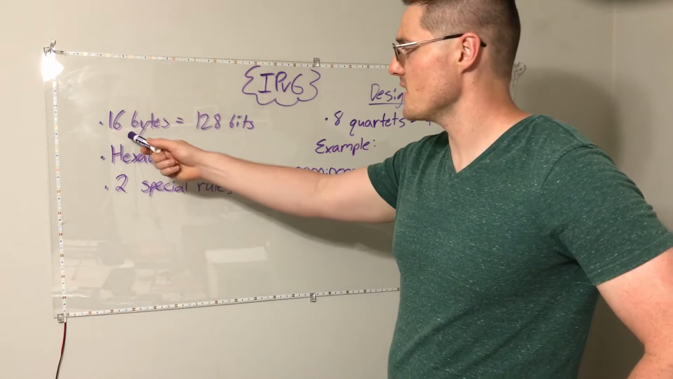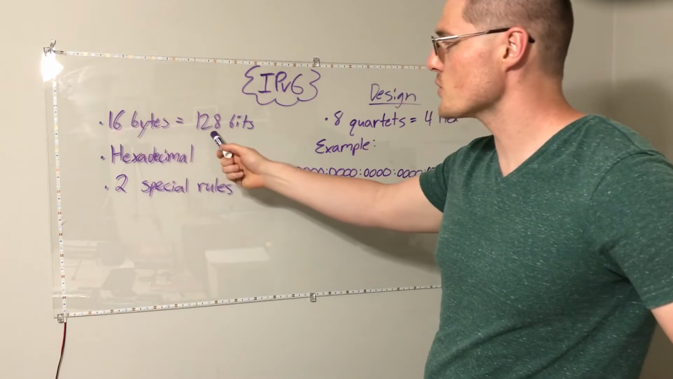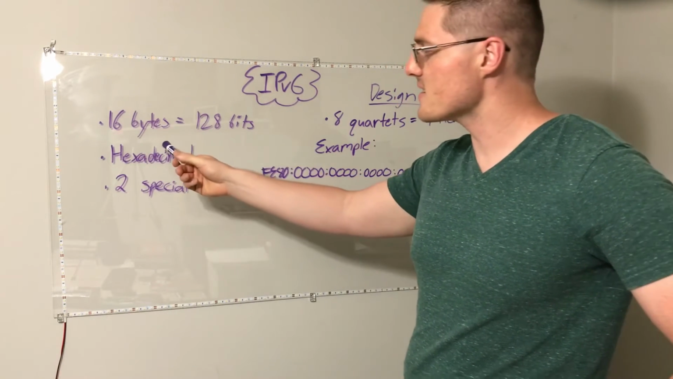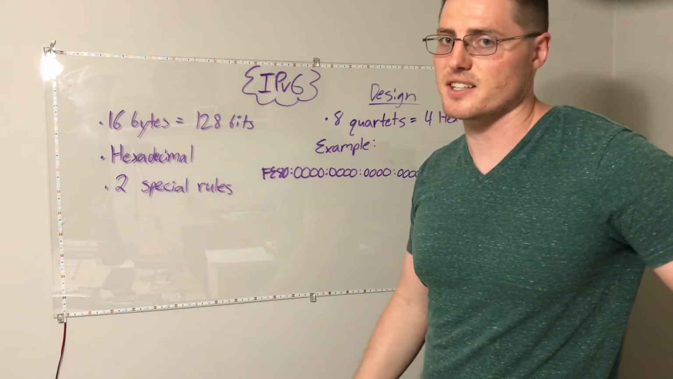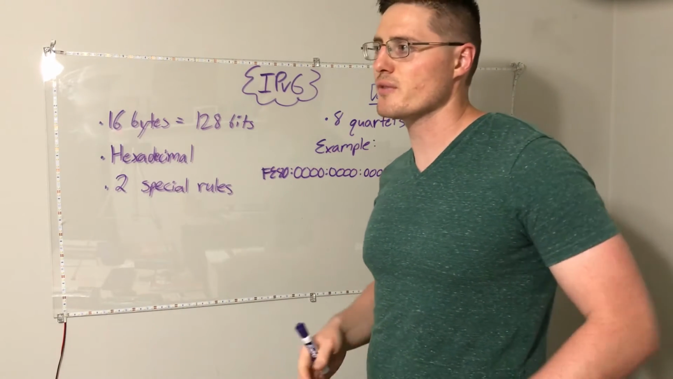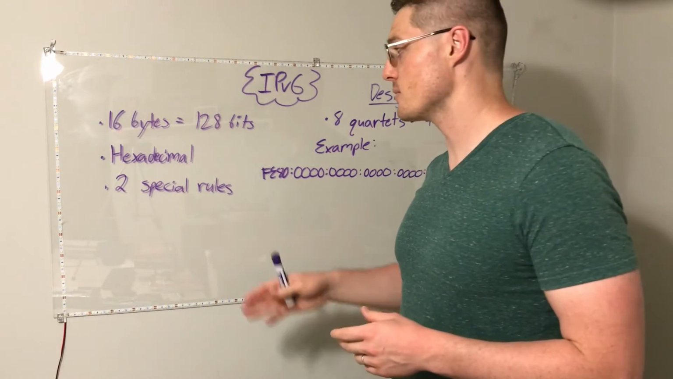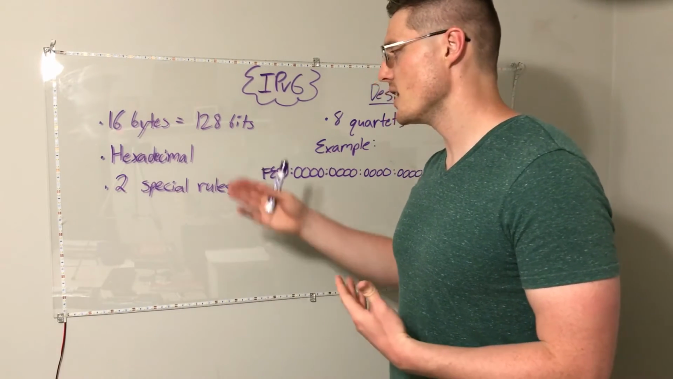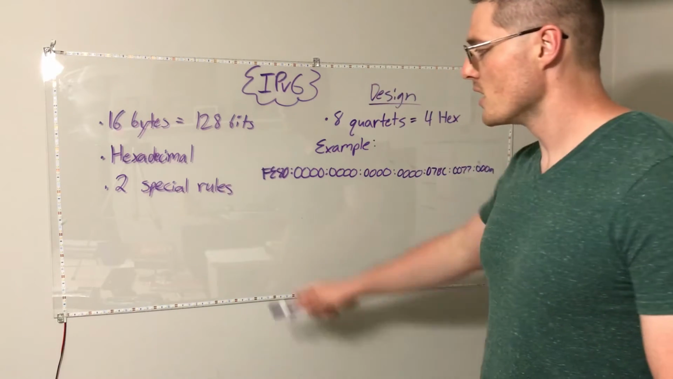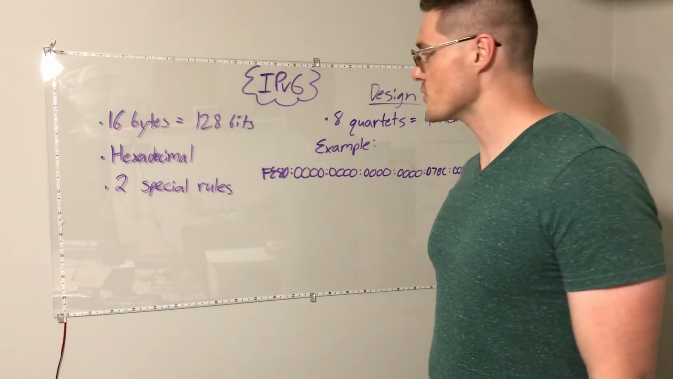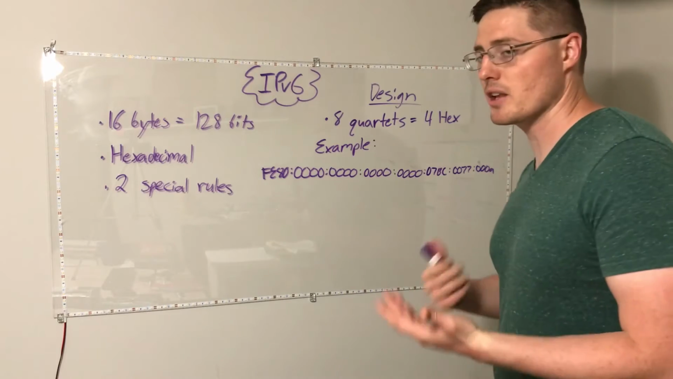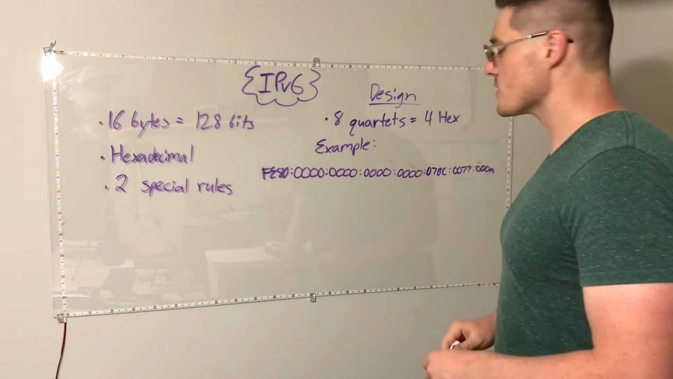So IPv6 has 16 bytes with 128 bits. And instead of dotted decimal, you're looking at hexadecimal. So we've looked at converting from dotted decimal to binary. We've looked at converting from dotted decimal to hexadecimal. And so that's what we're concerned about here. There are two special rules associated with IPv6 that we'll talk about later. However, let's go through the design.